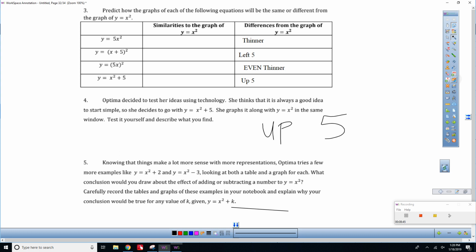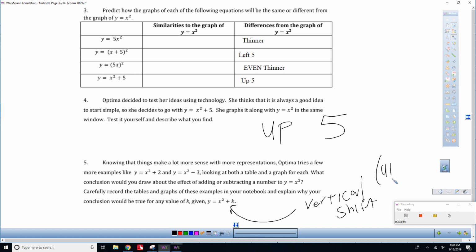All right, come on. So what does this plus k do to the graph? It makes it thinner or thicker. Nope, you're wrong. Vertex. It's a vertical shift. It moves it up or down, right? Oh, yeah. It's the y-intercept, exactly. We just changed the y-intercept, okay?